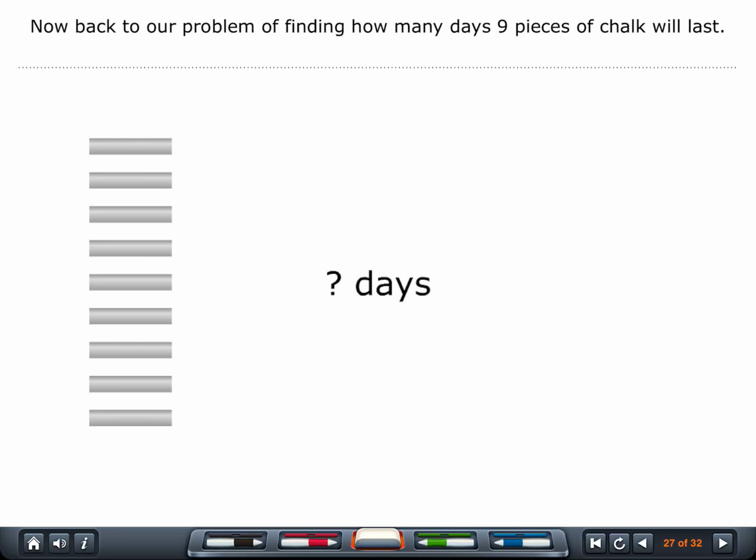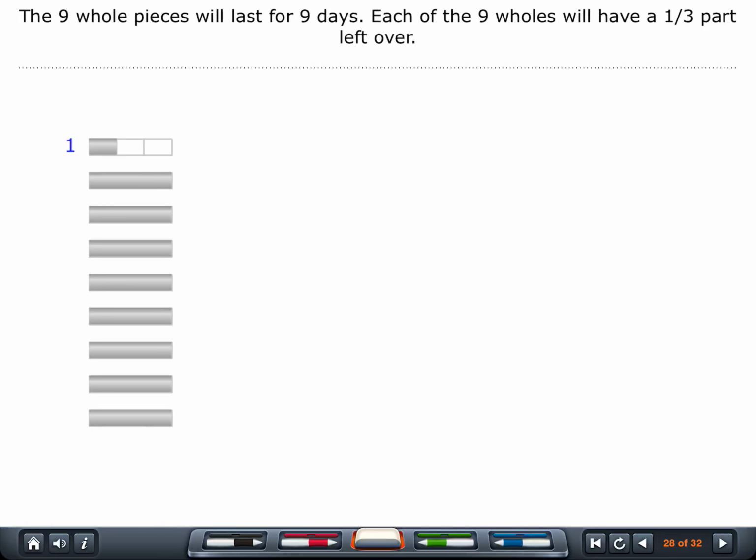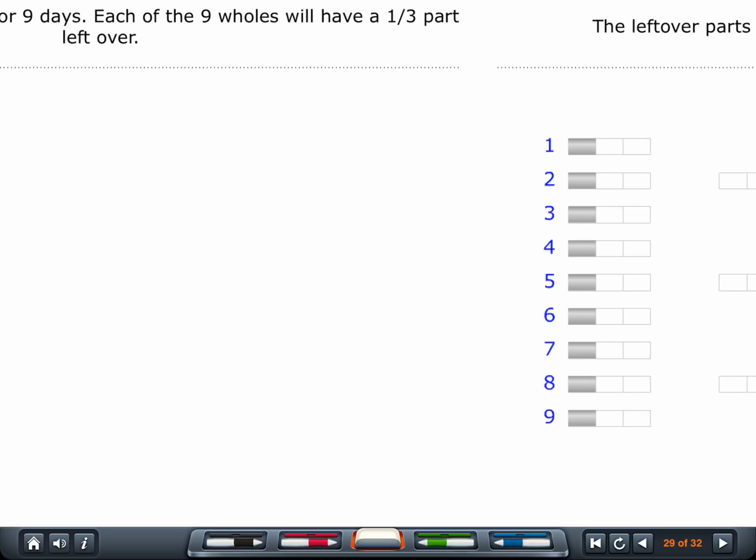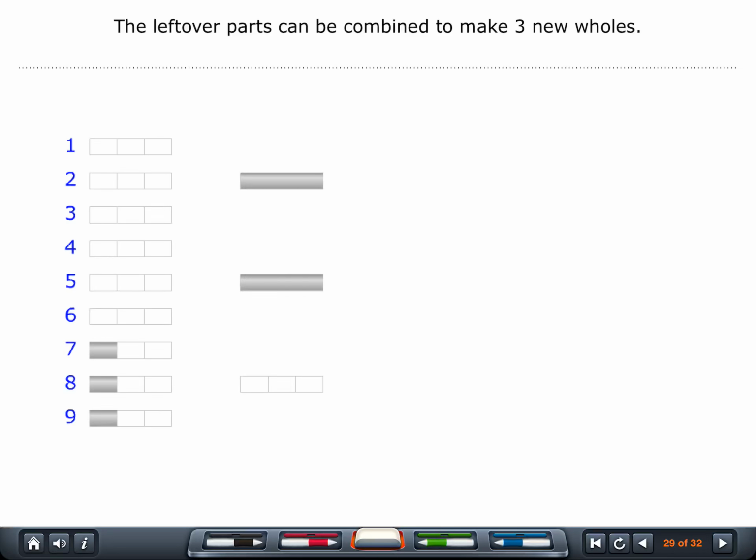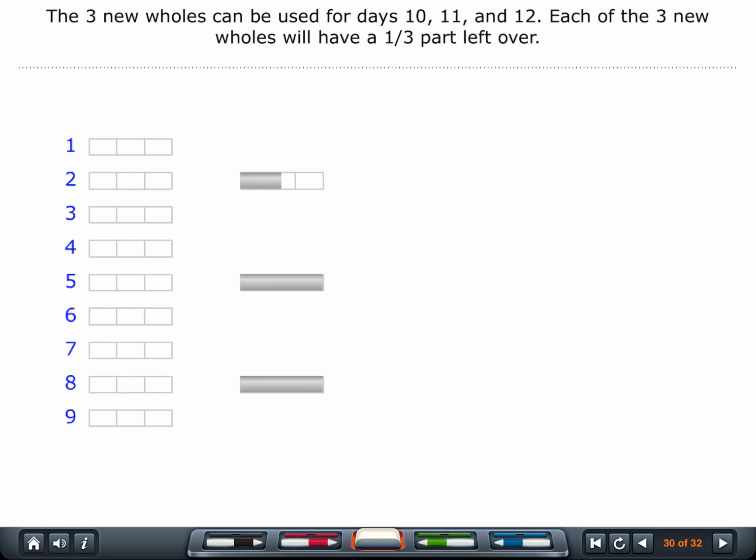Now back to our problem of finding how many days 9 pieces of chalk will last. The 9 whole pieces will last for 9 days. Each of the 9 pieces will have 1/3 part left over. The leftover parts can be combined to make 3 new pieces. The 3 new pieces can be used for days 10, 11, and 12. Each of the 3 new pieces will have a 1/3 part left over.